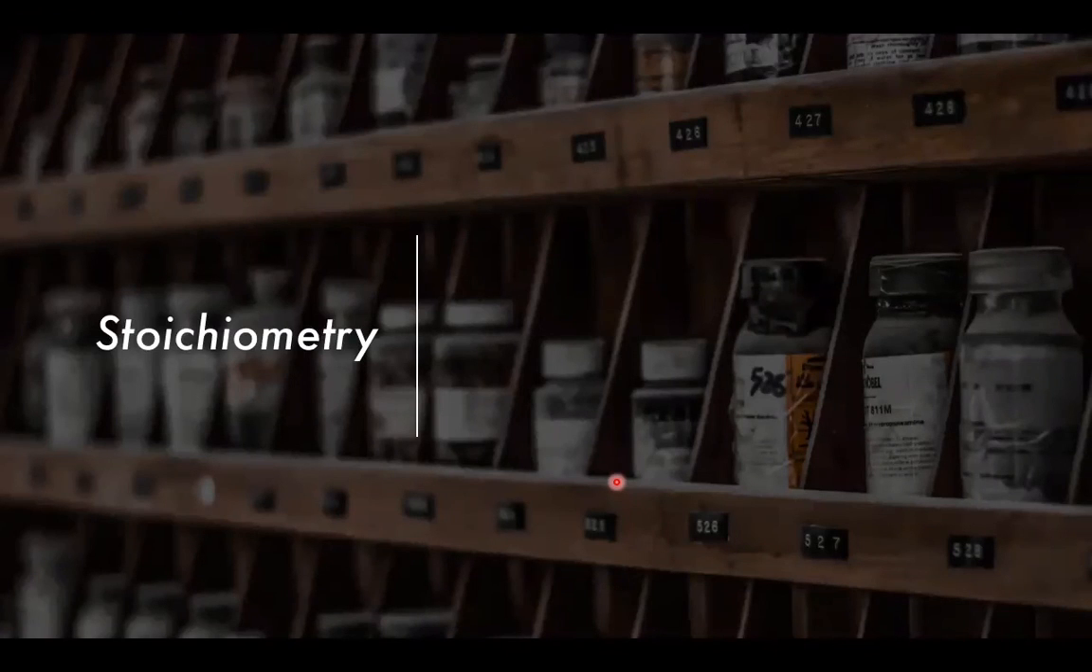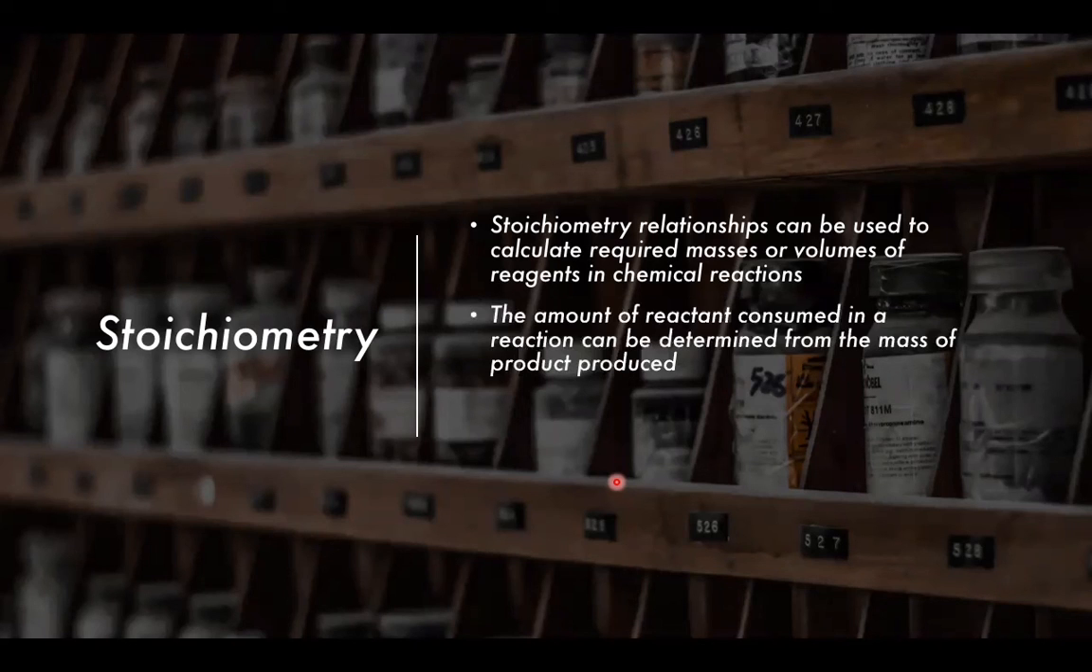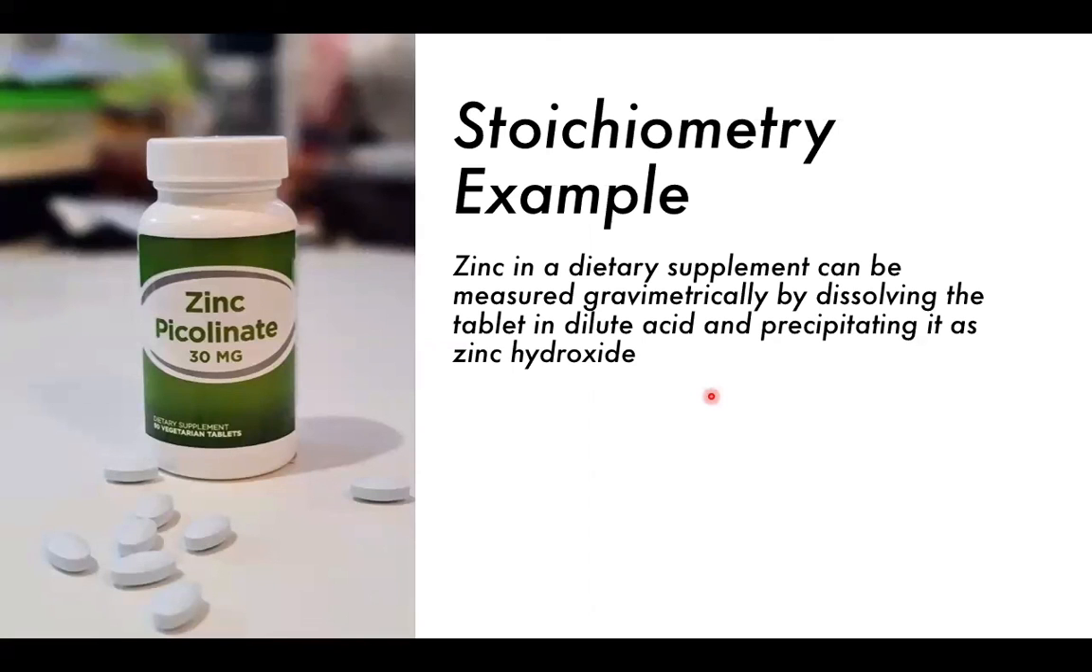Now, moving on to stoichiometry, we're talking about stoichiometry relationships and how they can be used to calculate required masses or volumes of reagents in chemical reactions. The amount of reactant consumed in a reaction can be determined from the mass of the product produced. So if we have so much of a product produced and we know the overall reaction, including any prefixes and ratios of the moles, then we can determine the mass of the reactant consumed. So let's have a look at a bit of a stoichiometry example for an analytical chemistry process.